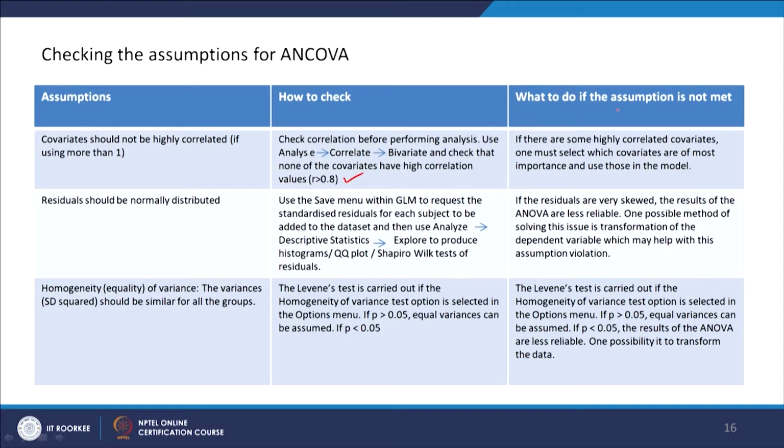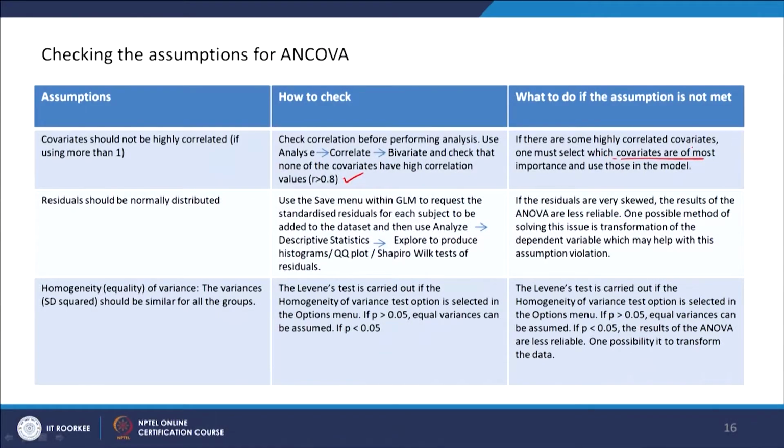What to do if the assumption is not met? If there are some highly correlated covariates, one must select which covariates are of most importance and use only those in the model. Suppose you have 2 or 3 covariates and there is a strong correlation between, let us say, 1 and 3, then you may decide which one to keep and which one to avoid, right, because if there is strong correlation they actually mean close to the same thing.